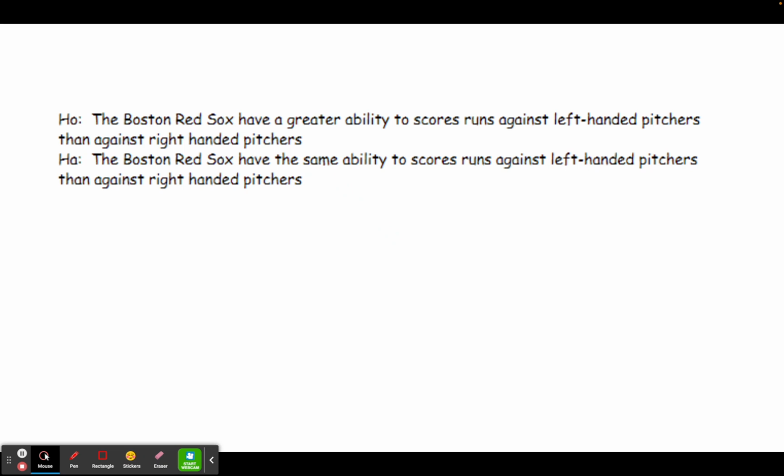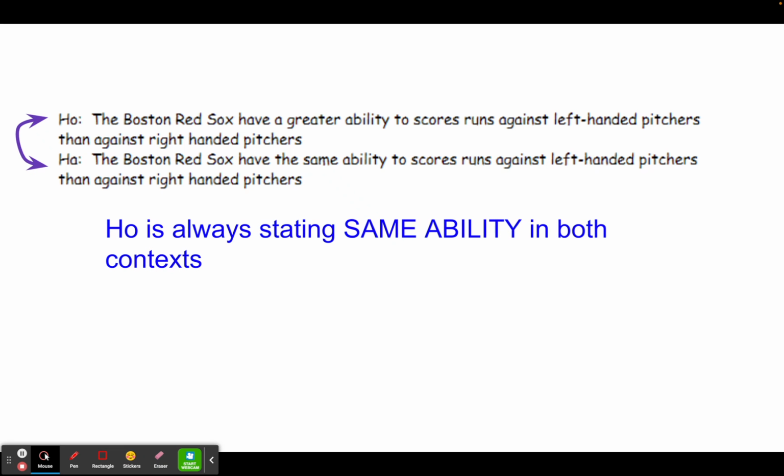In the second set, we have the null hypothesis: the Boston Red Sox have greater ability to score runs against left-handed pitchers than right-handed pitchers. And our alternative is that they have the same ability to score runs against left-handed and right-handed pitchers. Here, if you're reading carefully, you may have noticed that the null and the alternative hypothesis are switched. You should always write the null hypothesis stating that the team or the athlete has the same ability, and the alternative is the one where you do greater or less than.